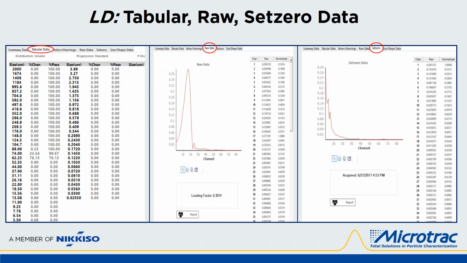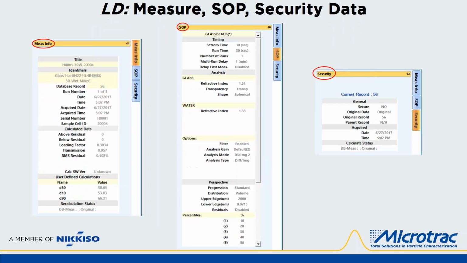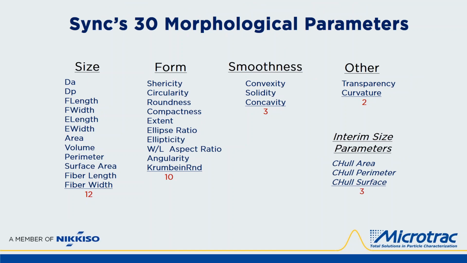These are views of the laser diffraction tabular distribution data, the raw data showing light intensity on each channel, and the Setzero display removing background intensity. Tabs in the upper right of the summary data display pull up supplemental measurement information, all the settings for the SOP used, and security information.